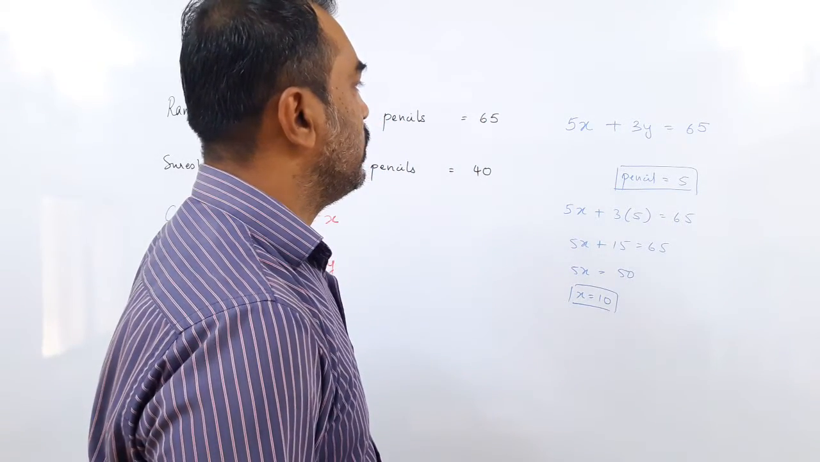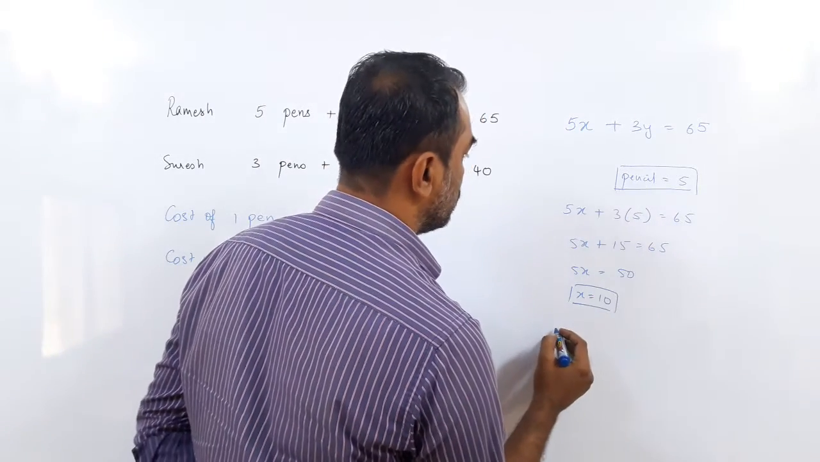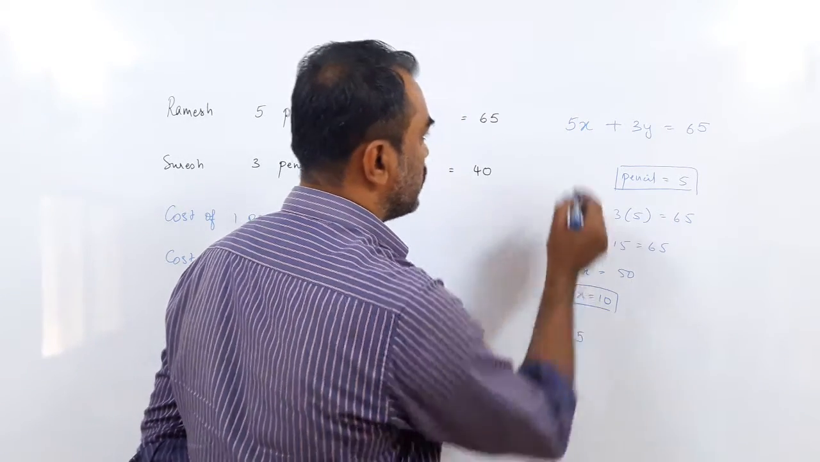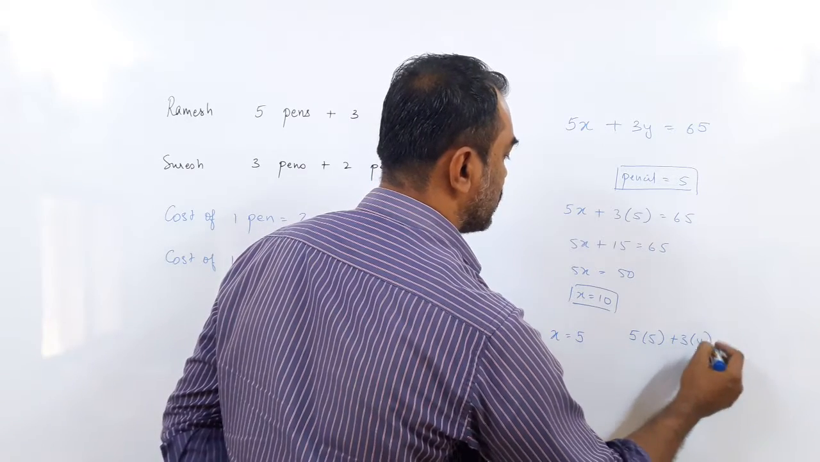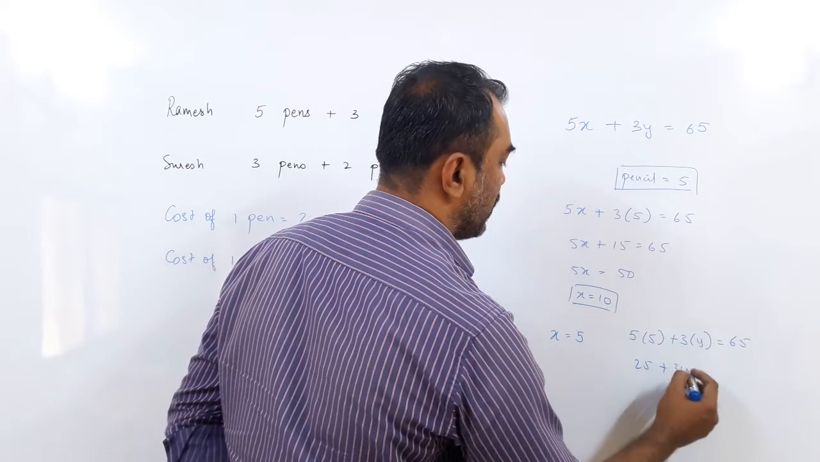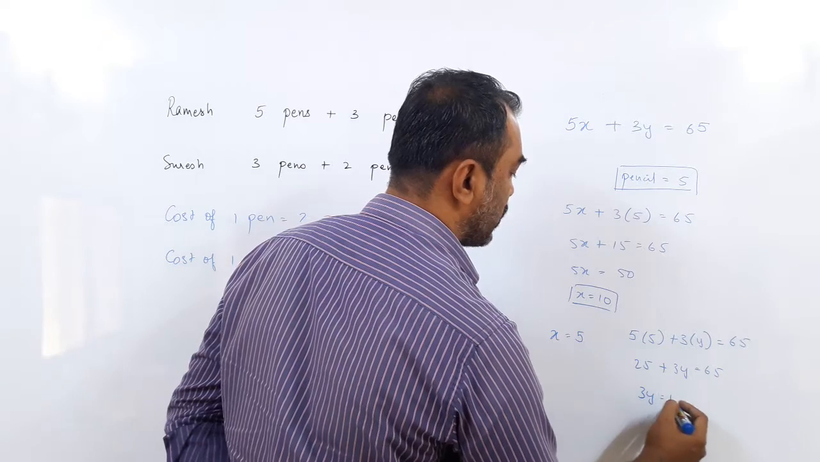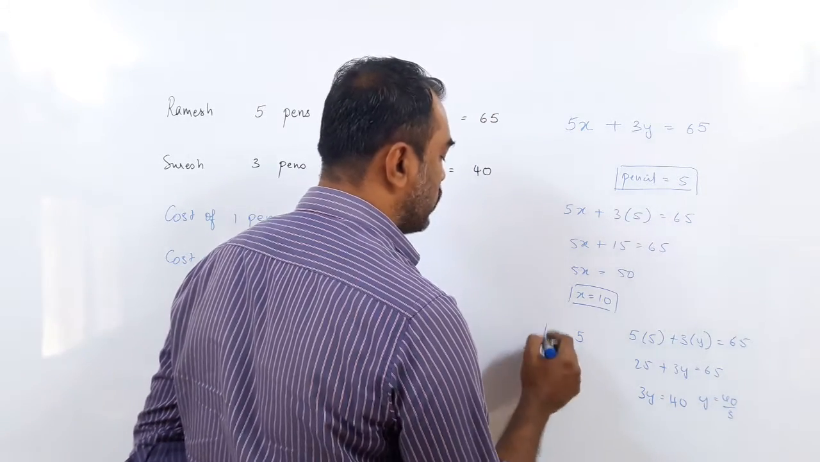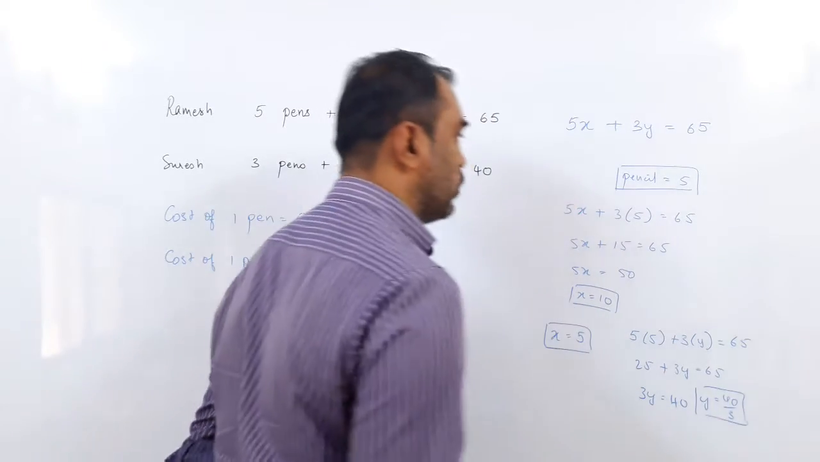Okay? Let us say that the pen costs 5 rupees. So if the pen costs 5 rupees, then this time we have to find the pencil. 25 plus 3y equal to 65. 65 minus 25 is 40. So 3y equal to 40, y equal to 40 upon 3. So if the pen costs 5 rupees, the pencil costs 40 upon 3 rupees.